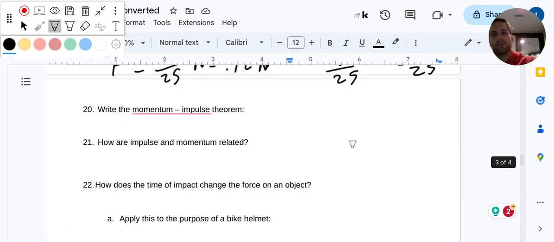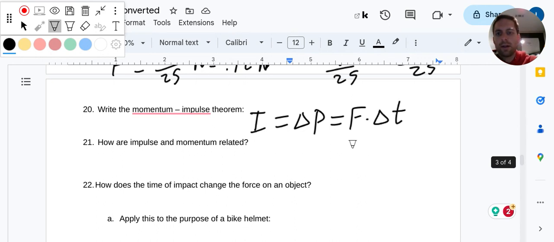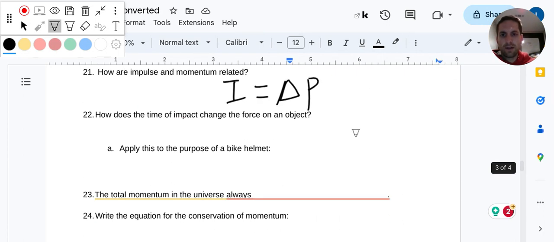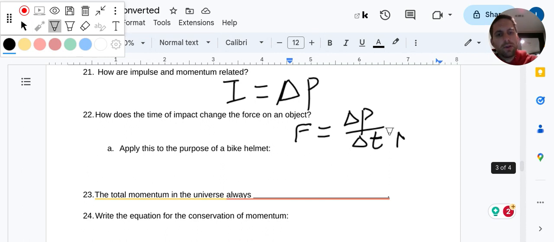So the momentum impulse theory. That is just I equals change in P equals F times change in T. Impulse and momentum are related because I equals change in P. Well, F equals change in P over change in T, so if we increase the time, usually the force will decrease if momentum stays the same.